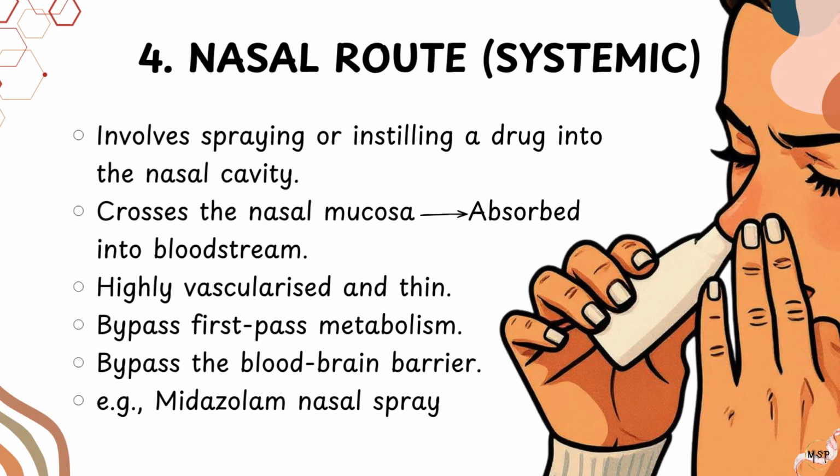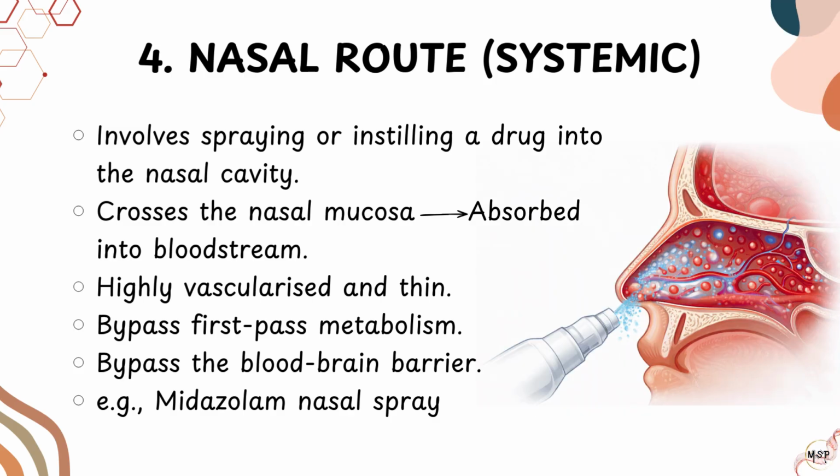Next is the nasal route. When you think of nasal sprays, you probably think of quick relief from a stuffy nose, right? But here's the twist. Some nasal drugs don't just clear sinuses, they enter the bloodstream and act systemically. This route involves simply spraying or instilling a drug into the nasal cavity, where it crosses the thin nasal mucosa and is quickly absorbed into the bloodstream.